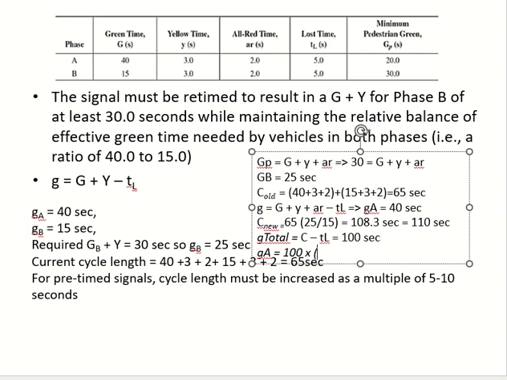The old proportion was phase A was 40. Now this is effective green, remember. 40 of the effective green. In this case, both are same, but I'm talking about the effective green now. Divide by 40 plus 15.